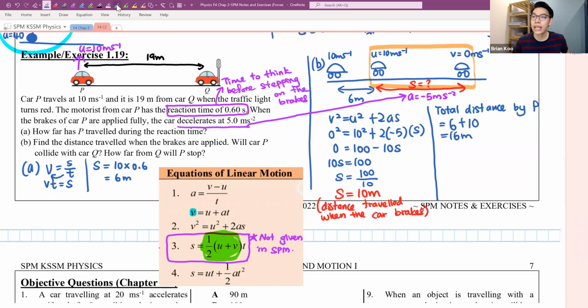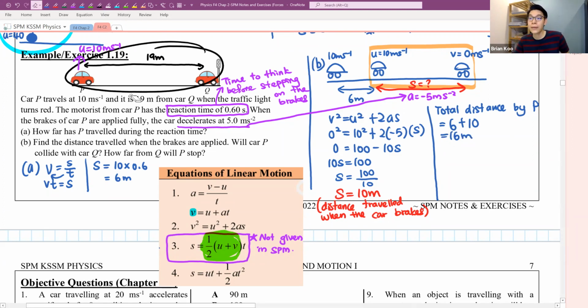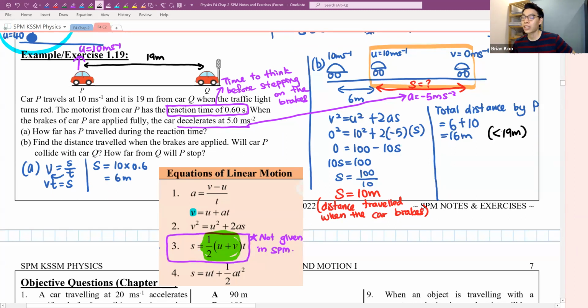But at the start of the question, you see, they wrote here, they are 19 meters apart. So less than 19 meters. So they won't collide with car Q. Okay, so no, car P will not collide with car Q.